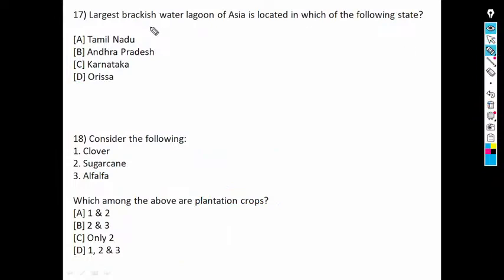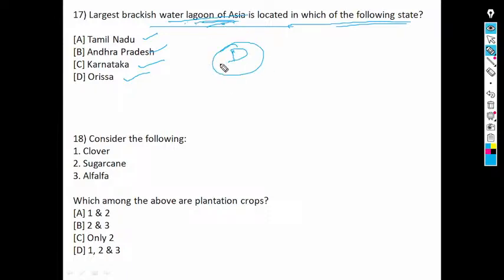Next question: largest brackish water lagoon in Asia is located in which among the following states? Tamil Nadu, Andhra Pradesh, Karnataka and Odisha. Largest brackish water lagoon of Asia, it is none other than our Odisha, that is Chilka. We will discuss this, this is Chilka Lake.